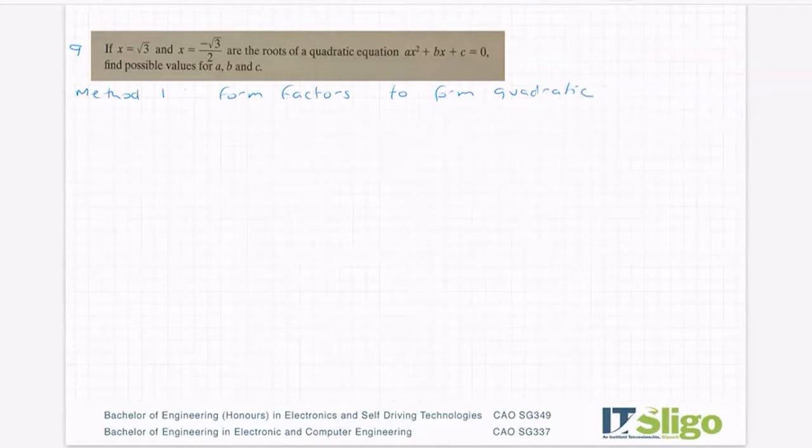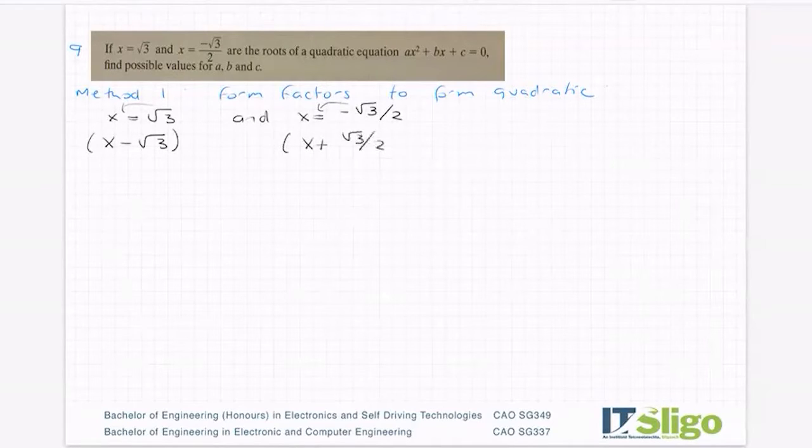So what do I mean by that? Well, x is equal to root 3 and x is equal to minus root 3 over 2, okay? So bring him over this side to form your factor. Bring him over this side to form your other factor. And multiply them by each other. Okay, so you are going to get x minus root 3 by x plus root 3 over 2. Okay, so let's multiply them out.